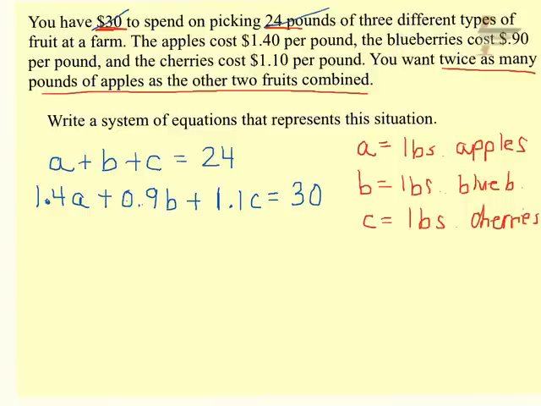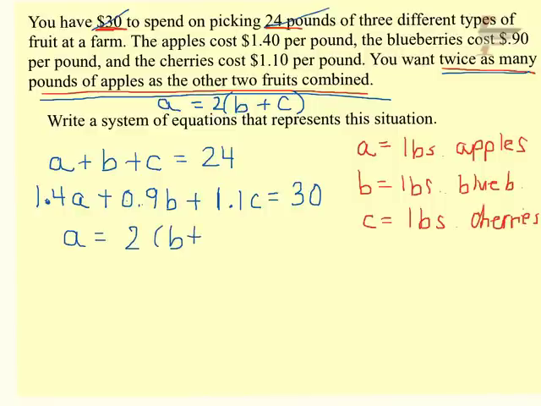And then the last sentence says you want twice as many pounds of apples as the other 2 fruits combined. So the other 2 fruits combined, of course, would be blueberries and cherries, and combined means add them. And I want twice as many pounds of apples as the other 2 combined. So twice that should equal apples. So, well, that's the equation, but I'll rewrite it down here.